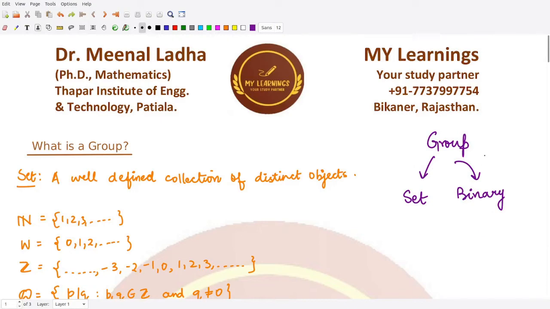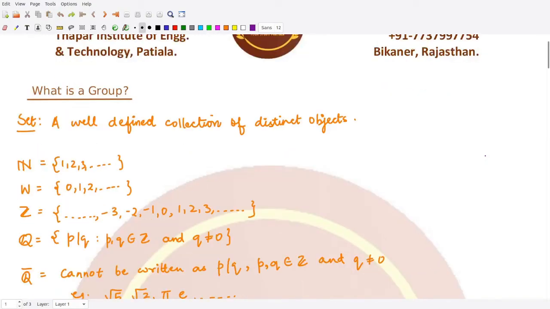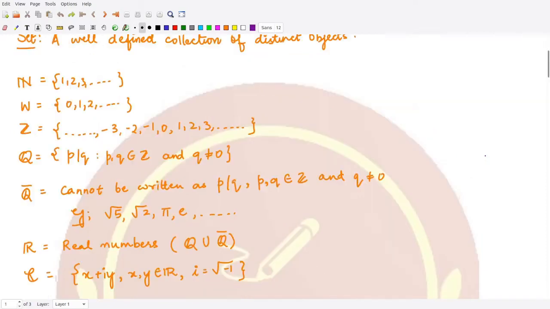So first of all, let's review our knowledge of sets. What are sets? They are well-defined collections of distinct objects. For example, we already know about various standard sets. First is the set of natural numbers, right? It consists of all the numbers starting from 1, 2, 3 and so on. Next is the set of whole numbers, which is the set of natural numbers with just a 0 added to it. So it is a bigger set than the set of natural numbers.